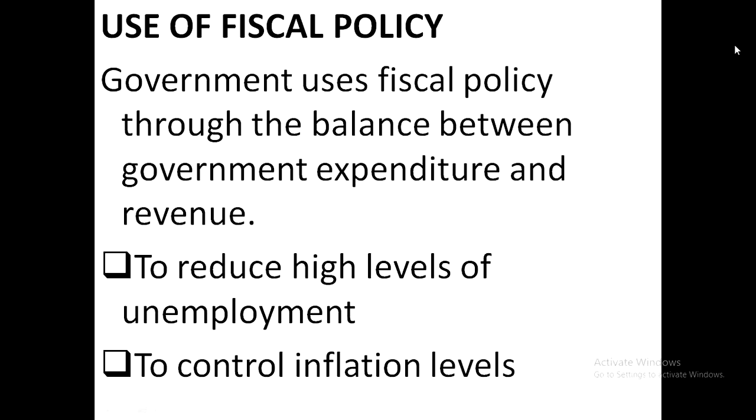When this is done, the resultant budget will be a surplus budget. So the contractionary fiscal policy is also called deflationary fiscal policy. And if you have a surplus budget, government can then use the surplus to pay back the loans that were borrowed when government was carrying out an expansionary fiscal policy.